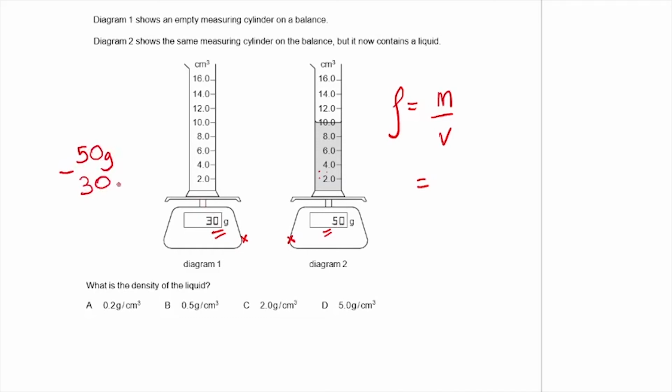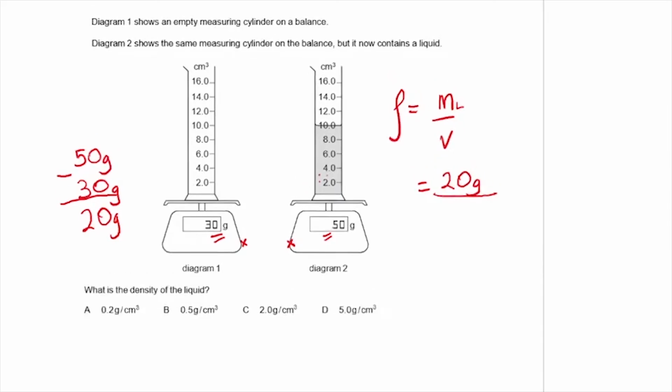That is like subtracting off the mass of the measuring cylinder. 50 minus 30 gives us 20 grams. So that is the mass of the liquid. The mass of the liquid is 20 grams. Divide that by the volume.